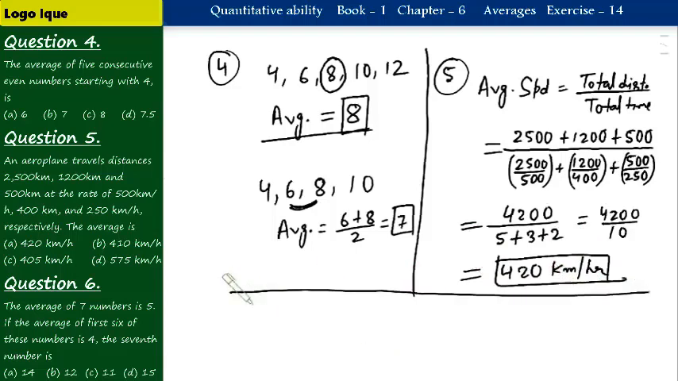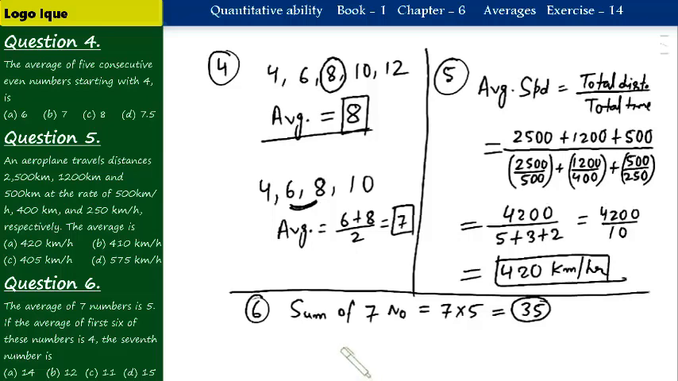Okay. Now question number 6. It says the average of 7 numbers is 5. The average of first 6 of those numbers is 4. The 7th number is. Now, if you see average of 7 numbers, that means the sum of all 7 numbers. So let's say sum of 7 numbers is equal to 7 into 5, because average is 5. So 7 numbers into 5 average. So 35 is the total sum of all 7 numbers.